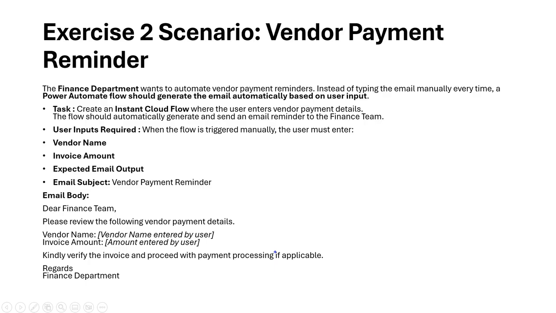So create a flow now. 03 is my flow name. 03 vendor payment reminder is my flow name. Because we already created one exercise, this is exercise 2, make it as 03 vendor payment reminder flow. Create a flow. Get two inputs. One input is the vendor name. The second one is the amount. What is the invoice amount? Two inputs from the user. Based on the two inputs, create this email.